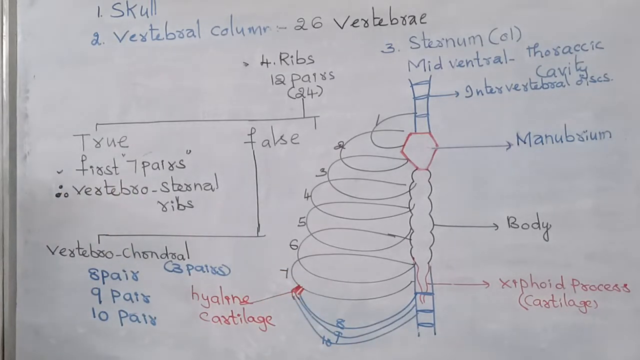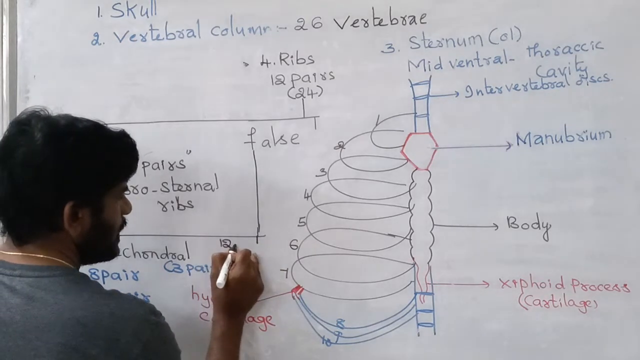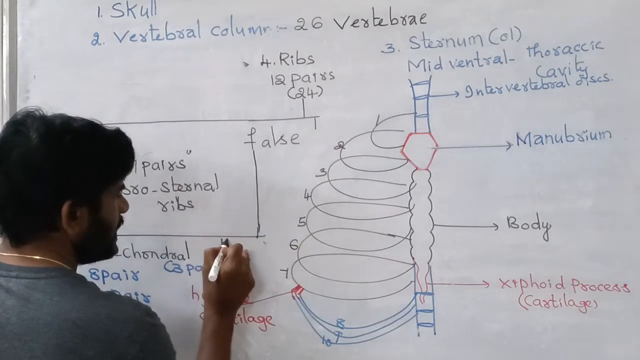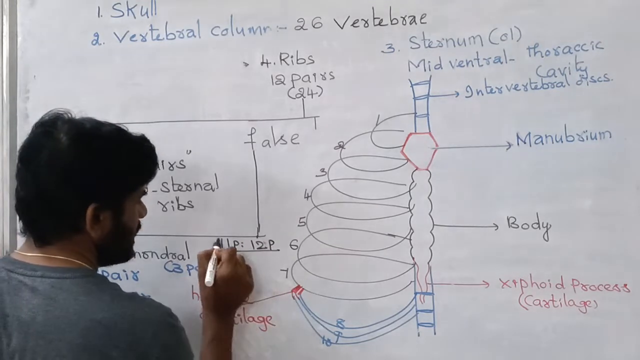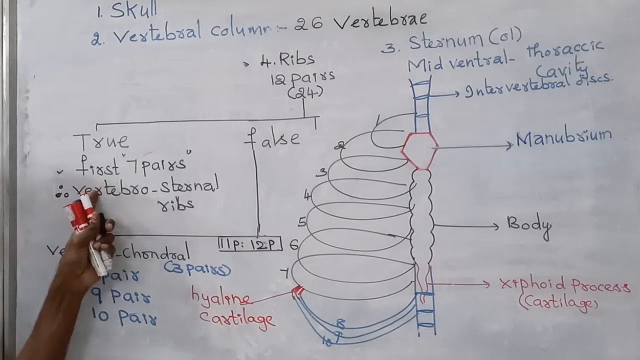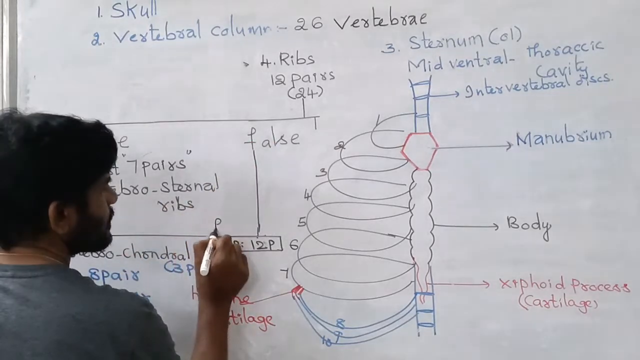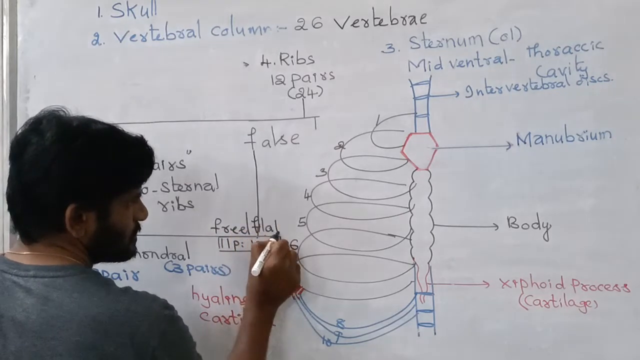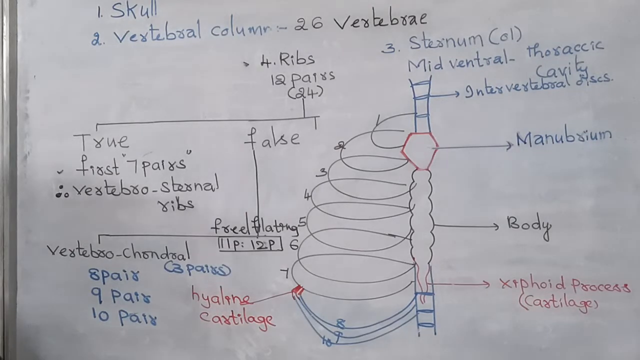Remaining two pairs of ribs, they are the 11th pair and the 12th pair. These are two pairs of ribs which are neither vertebrosternal nor vertebrochondral, but they are false and free. Free and floating ribs. They are free floating ribs. They are not touching any other structure.